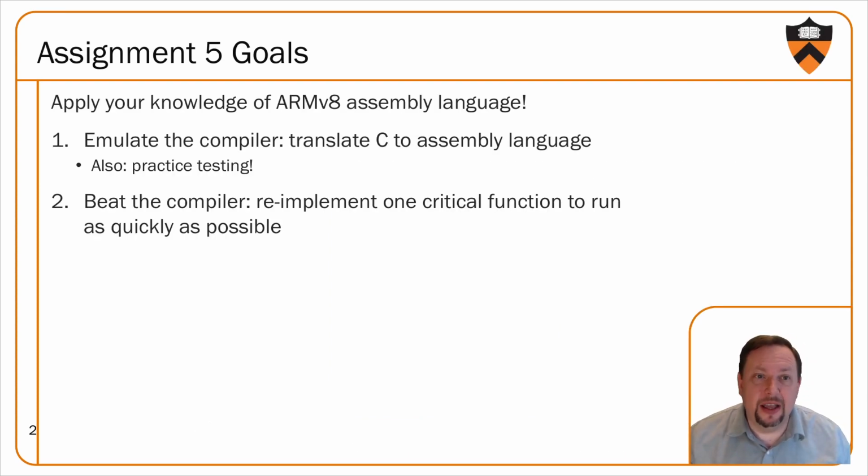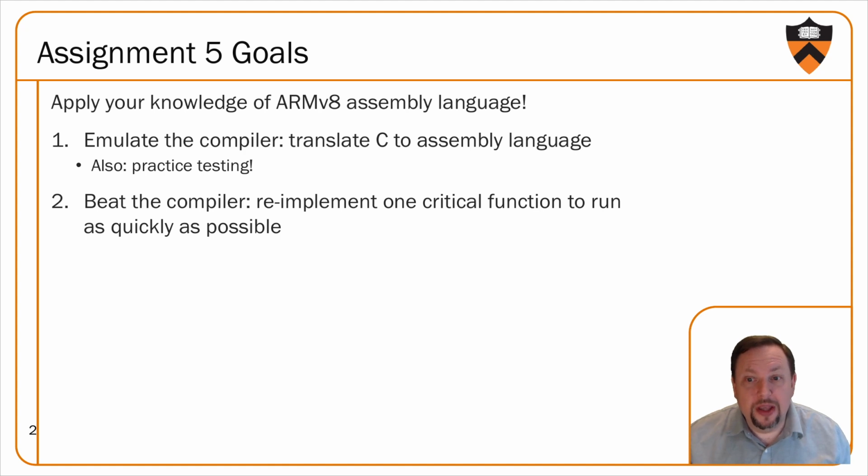So assignment 5 is going to be where you apply your knowledge of assembly language that you've been gaining over the past couple of weeks to writing actual assembly language code. This is going to come in two parts. First, you're going to pretend that you are the compiler, and you're going to translate a C function that we give you into assembly language. Also, as part of this part, we're going to be asking you to generate sample data, that is testing data, to make sure that you got that translation correct.